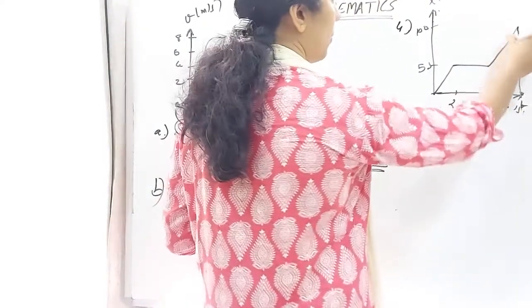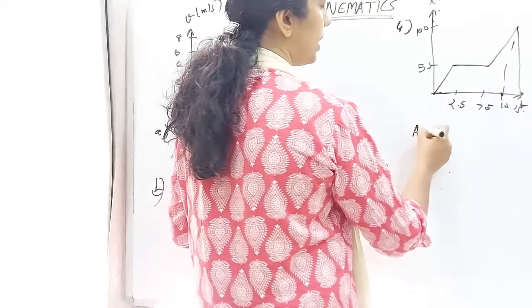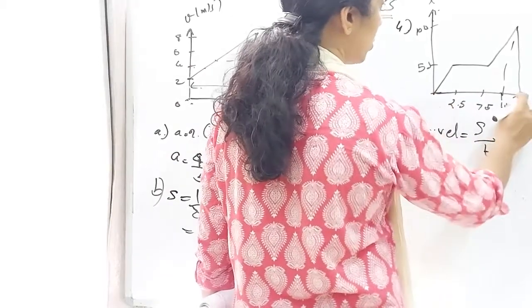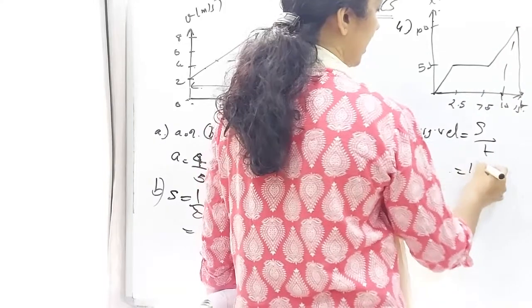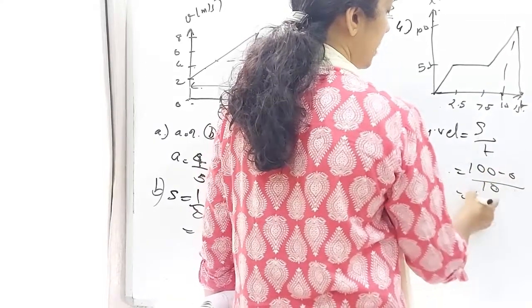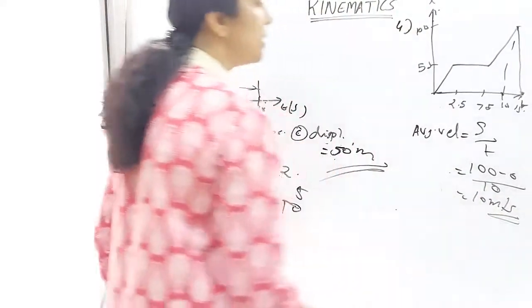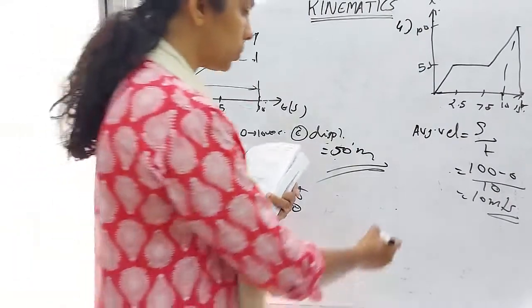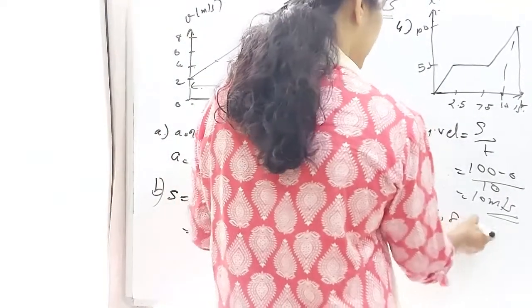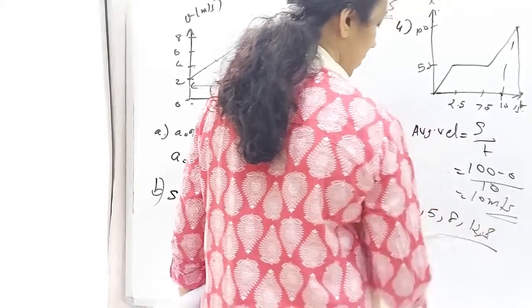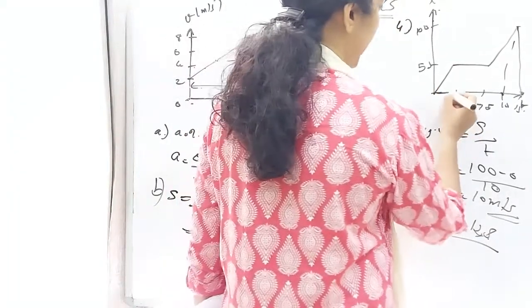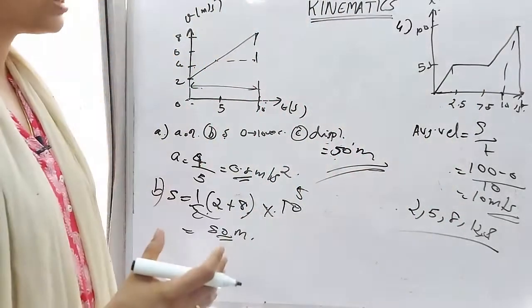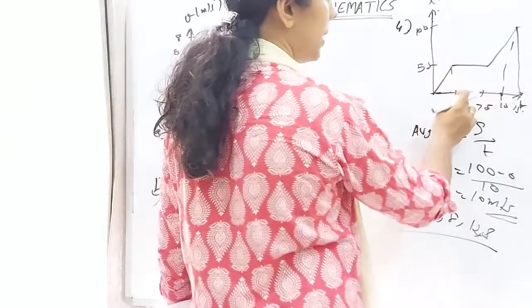Displacement time graph. How will we find out the average velocity? Average velocity equals displacement divided by time. What is that? 0 to 10 second. Final position is 100, initial position is 0, divided by 10. So the answer is 10 meter per second. Average velocity is 10 meter per second. Next, instantaneous velocity at 2, 5, 8, 12 second. How will we find out the instantaneous velocity over there? Instantaneous velocity will be displacement, y-axis, divided by x-axis.